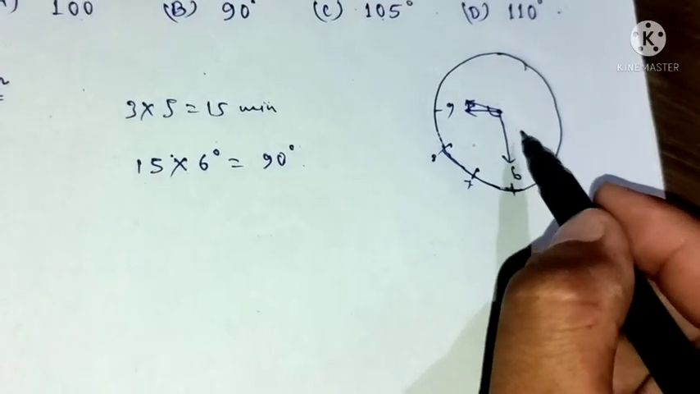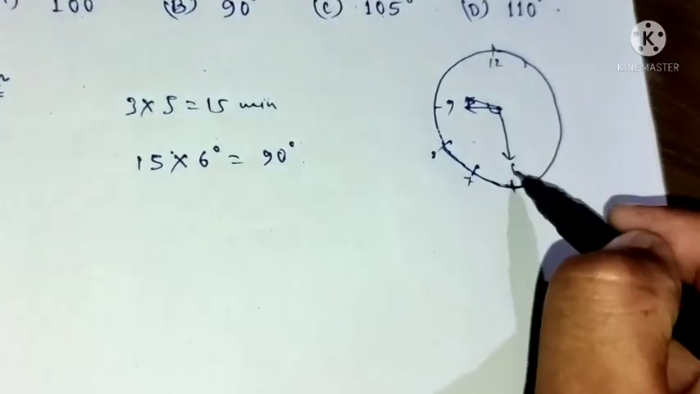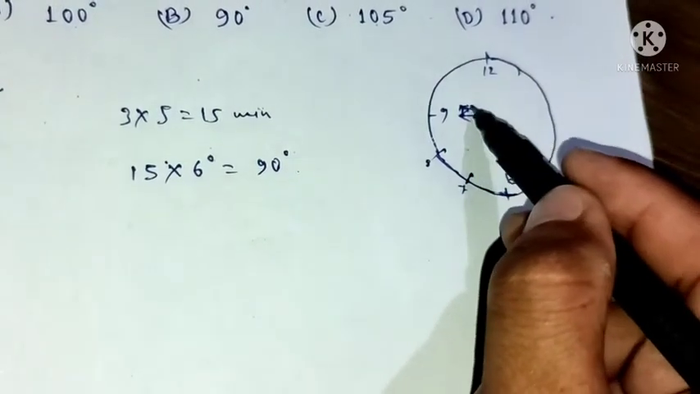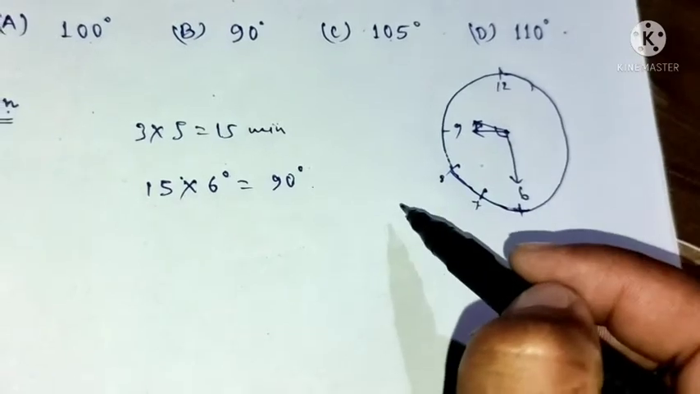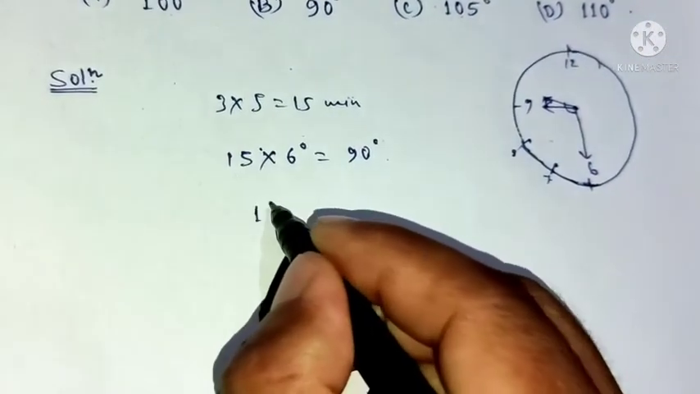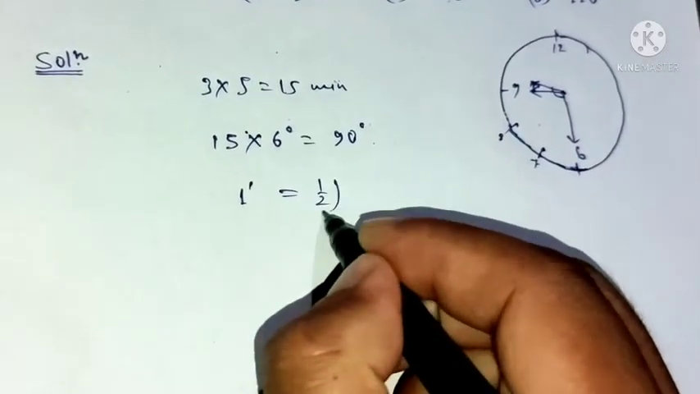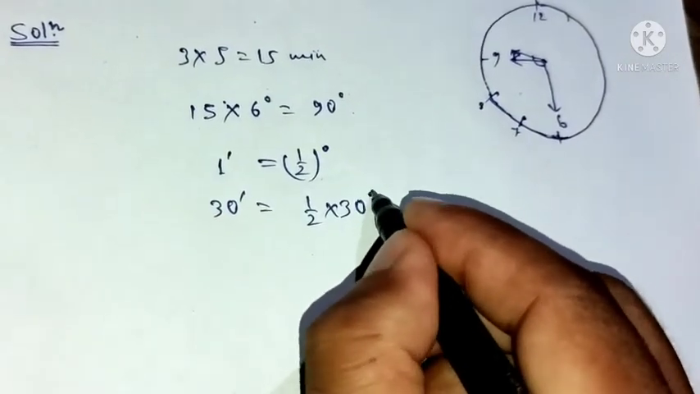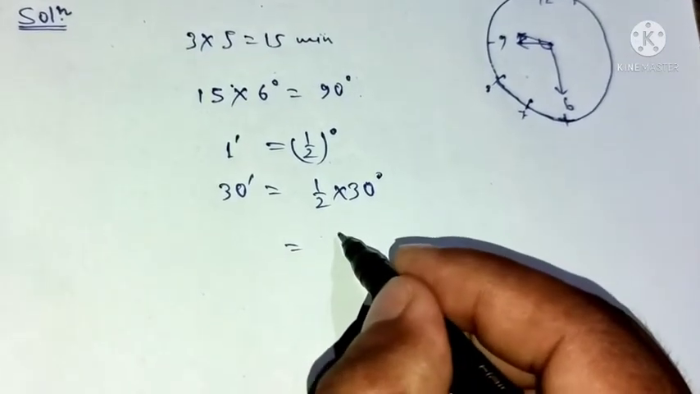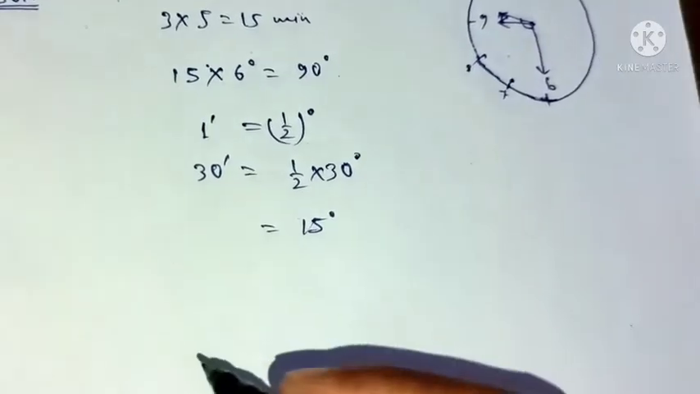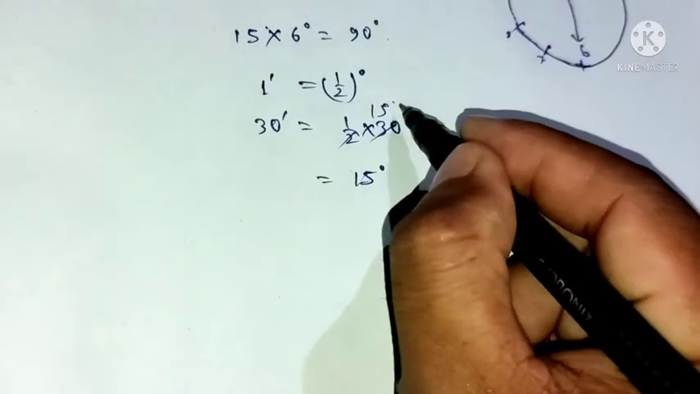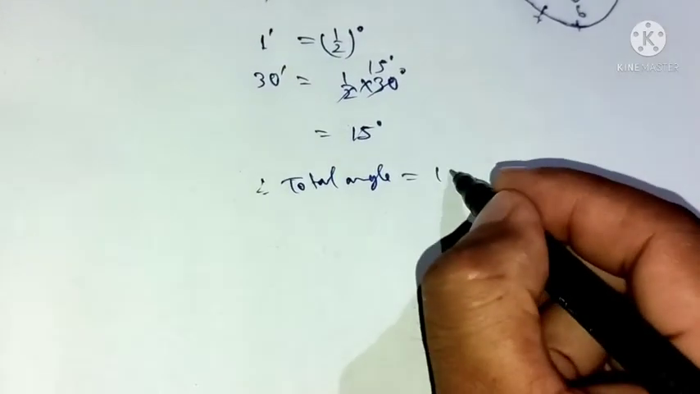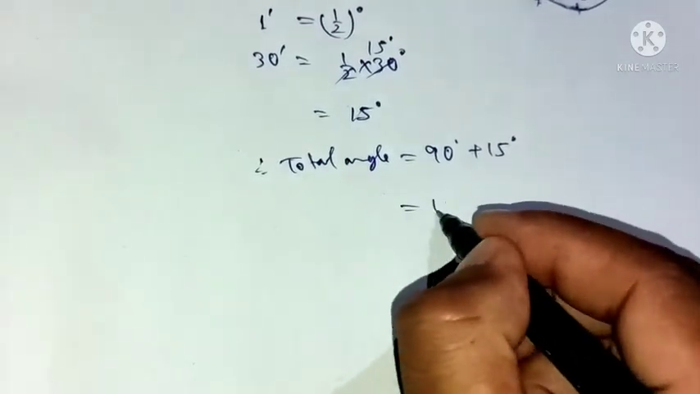But as the minute hand comes from 12 to 6, that means 30 minutes have passed, and within these 30 minutes the hour hand must trace some angle. We should find that out. We know that in 1 minute the hour hand traces half a degree. So in 30 minutes, multiply by 30: half into 30, which gives 15 degrees. So 90 degrees plus 15 degrees, the total angle, is equal to 105 degrees.